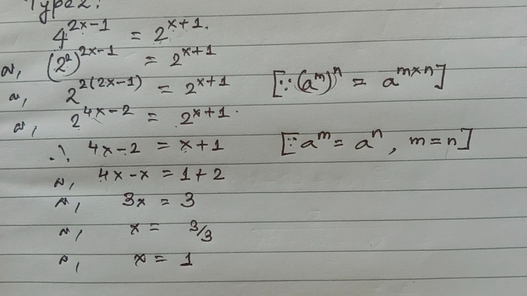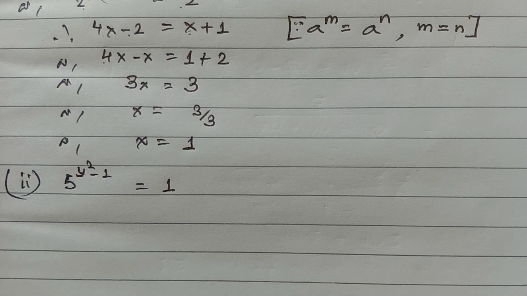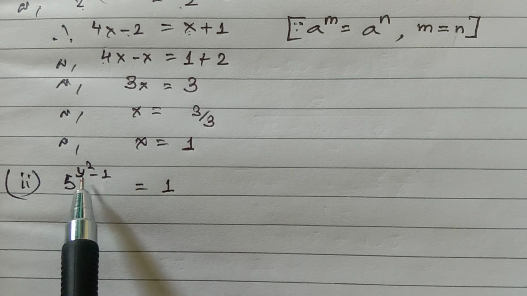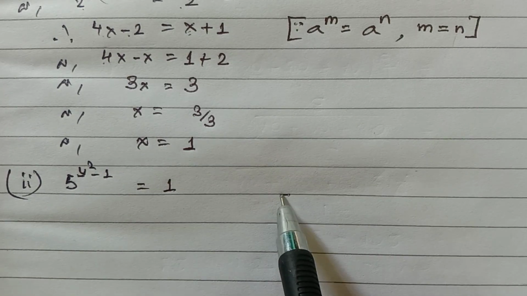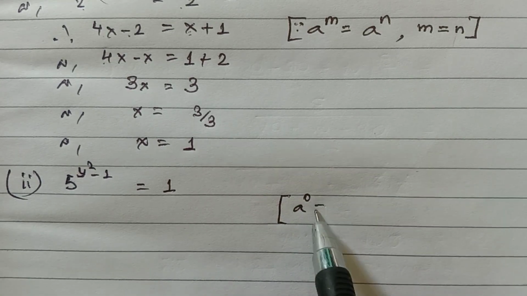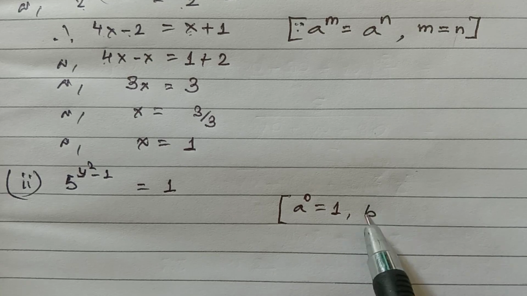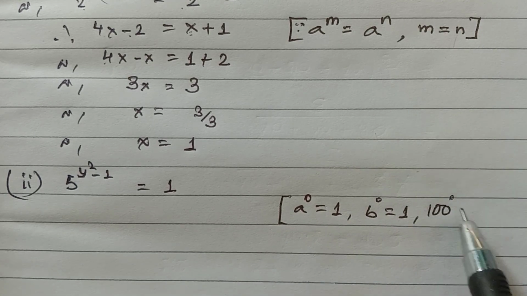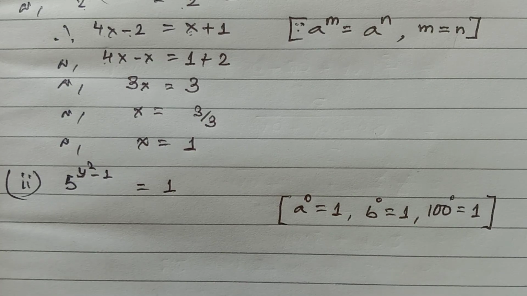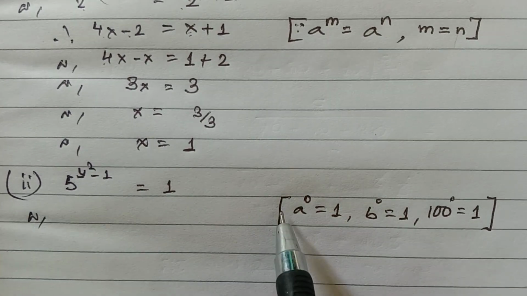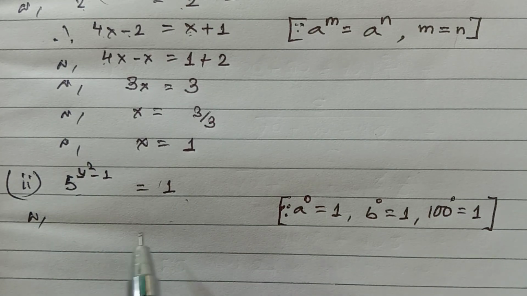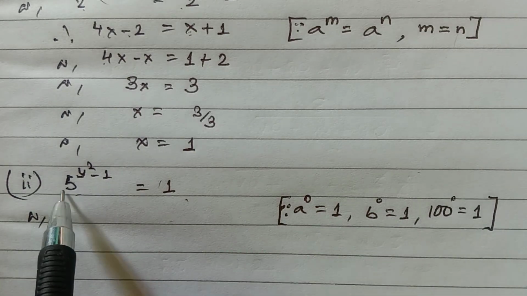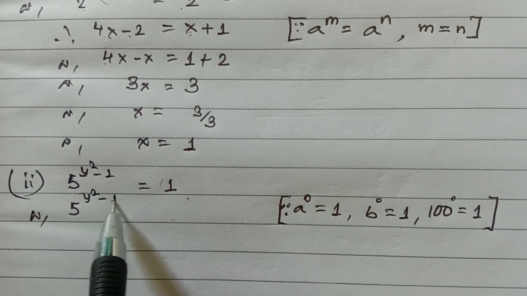Now let's take the second question in type 2. The exponential equation is 5 raised to power y squared minus 1 equal to 1. Friends, first of all, we should understand that any base raised to power 0 is always 1, like a power 0 is 1, b power 0 is 1, 100 power 0 is 1. Our first aim is to make the base equal, so we can write 1 as 5 raised to power 0. So 5 raised to power y squared minus 1 is equal to 5 raised to 0.